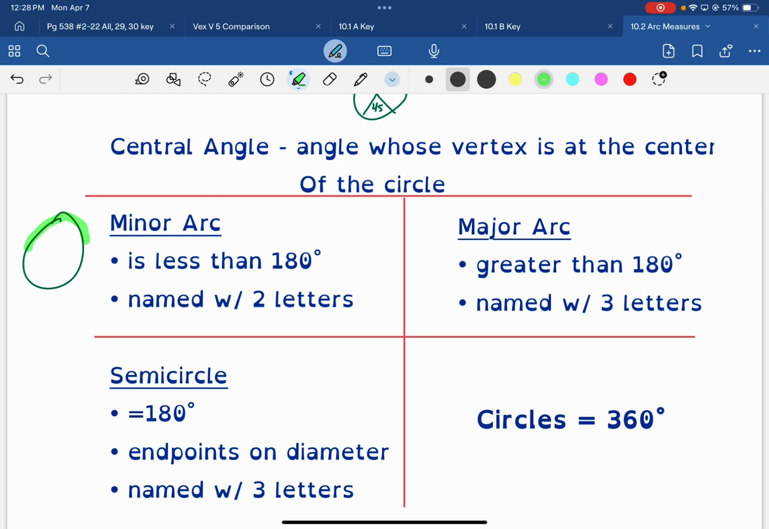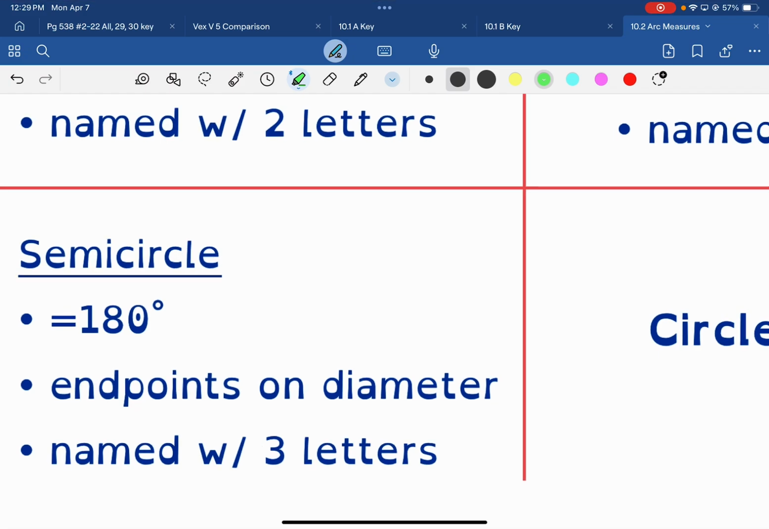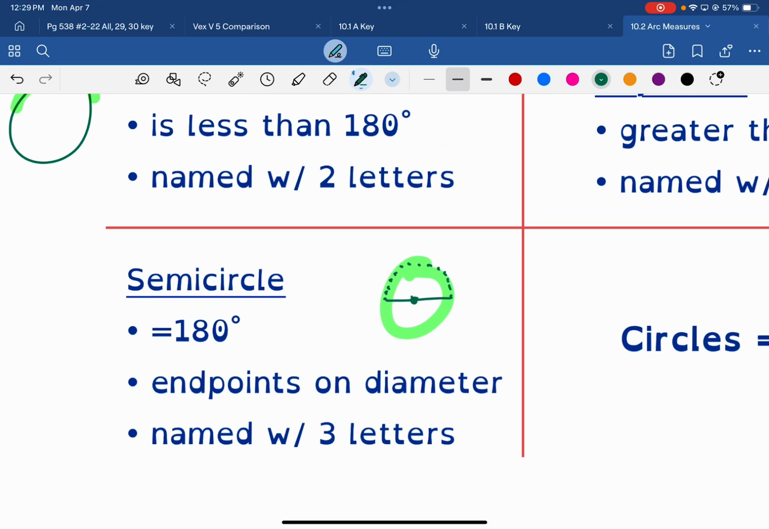But like 360 degrees. So if I'm standing up here and I spin all the way around, that's 360. I made a complete circle, right? Okay, 360. So doesn't it make sense, since 180 is half of a circle, that a half circle, semicircle, equals 180, right? Now it says the endpoints land on the diameter. So if I have a circle, and let's say I have a diameter that goes through it, and there's my center point, the semicircle just goes halfway, and it starts and stops with our diameter, okay? And once again, it's named with 3 letters.